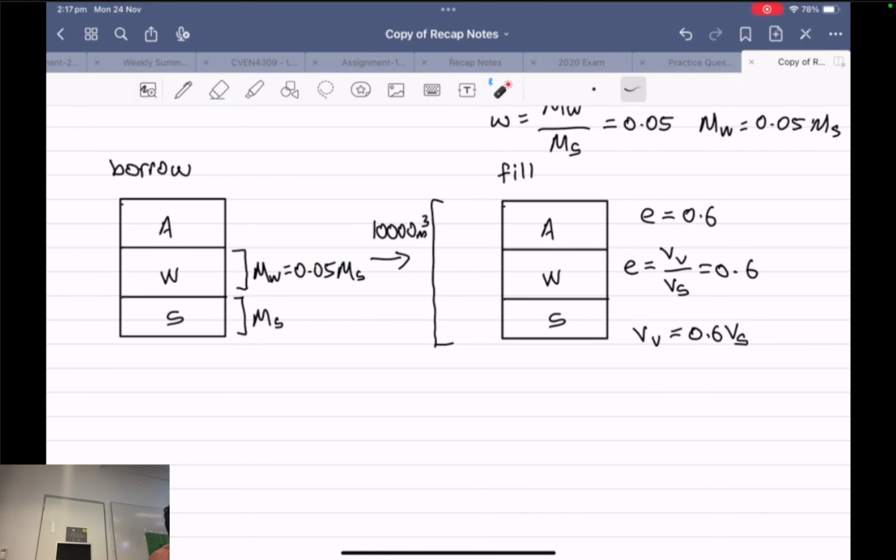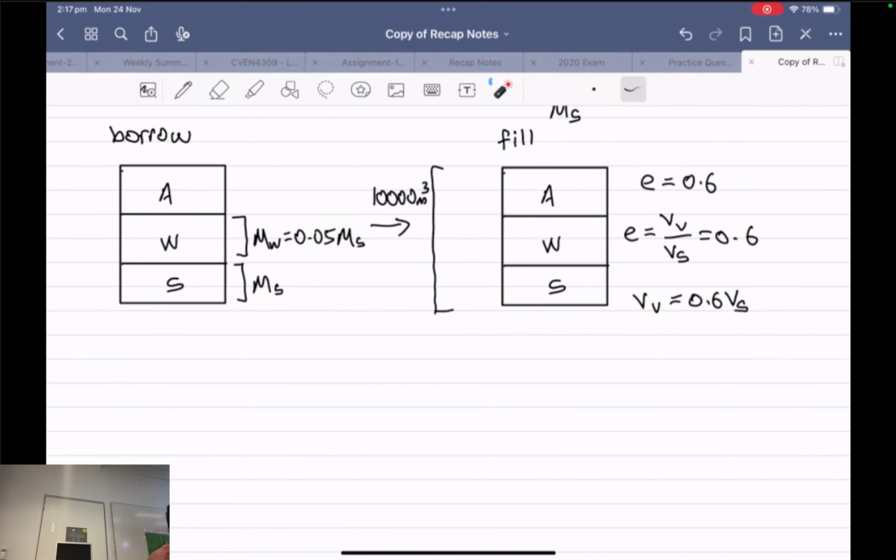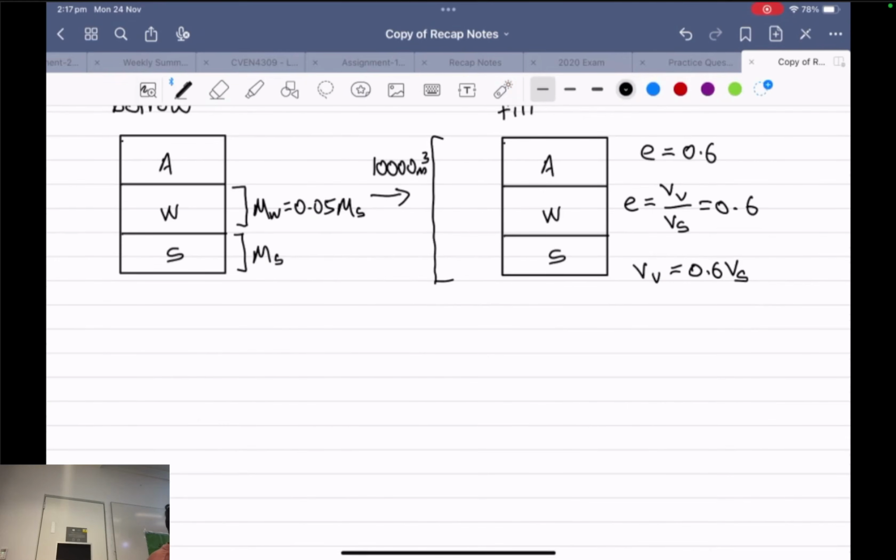So to find the mass of solids in the fill, we'll start with after compaction. So we're working backwards here.